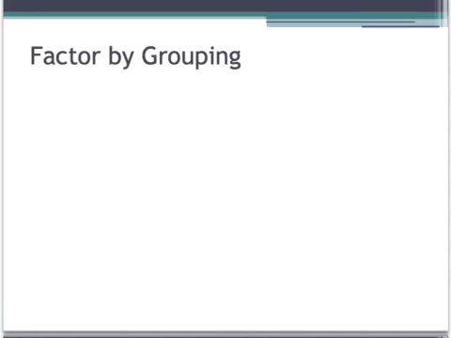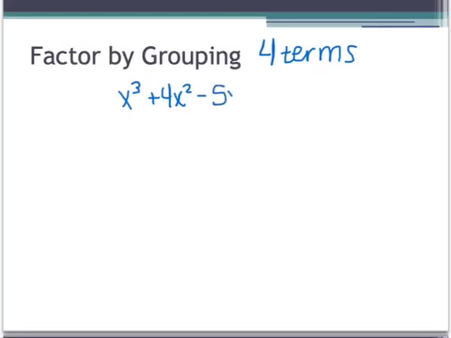Okay, for factoring by grouping, as we learned the other day, we do factor by grouping when we have 4 terms. So let's review this procedure with the example x cubed plus 4x squared minus 5x minus 20. Now, as you start to put parentheses around the first 2 terms and around the last 2 terms, we see that we have the subtraction sign right here. So we need to go ahead and rewrite that as plus.